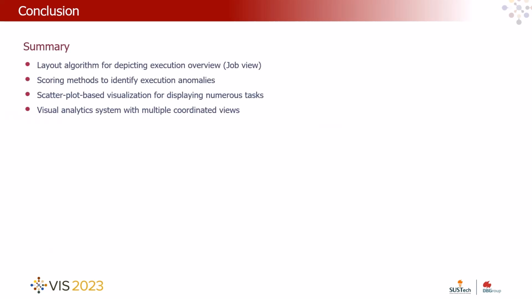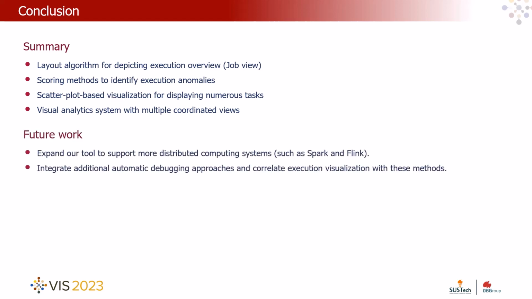In summary, we have designed a layout algorithm for depicting execution overview, a scoring method to identify execution anomalies, a scatter plot-based visualization for displaying numerous tasks, and a visual analytics system with multiple coordinated views. In the future, we will expand our tool to more distributed computing systems such as Spark and Flink. We are also advised by the domain users to integrate additional automatic debugging approaches. They hope our tool can provide explanation for the existing debug methods.